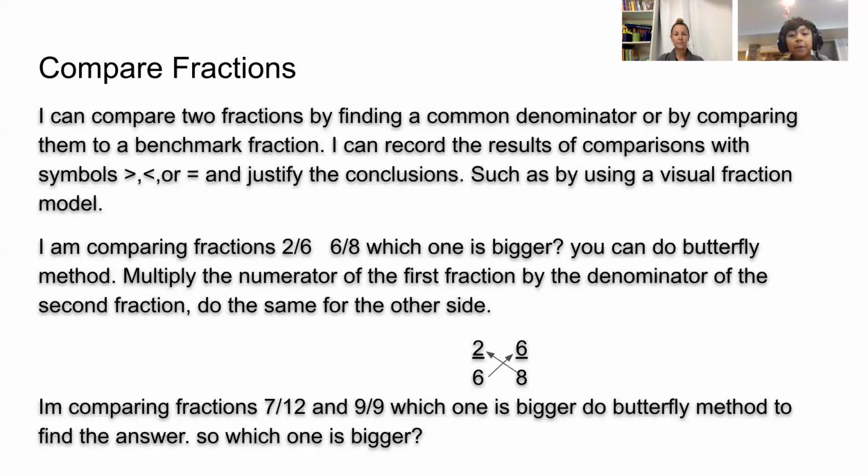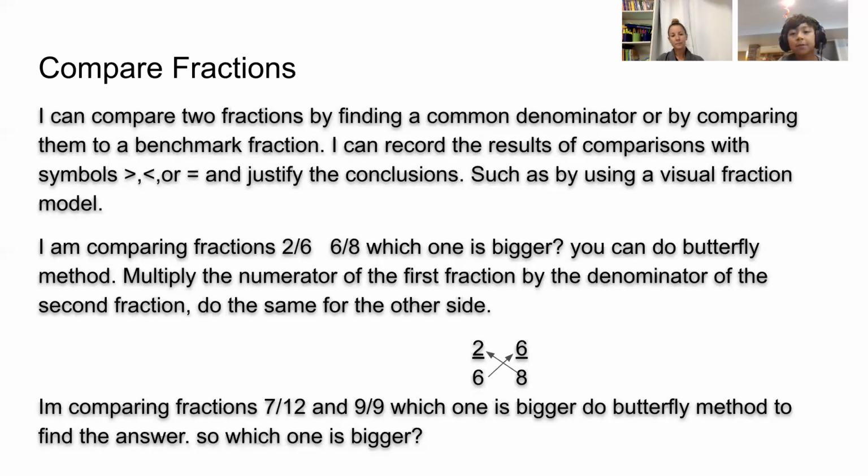I am comparing fractions 2/6 and 6/8. Which one is bigger? You can do the butterfly method. Multiply the numerator of the first fraction by the denominator of the second fraction. Do the same for the other side. Good. So who knows which one's bigger, 2/6 or 6/8? Mason? 6/8. Yep. 6/8 is bigger, because 6 times 6 is 36 and 8 times 2 is 16. Good. Okay, Zach, next one.